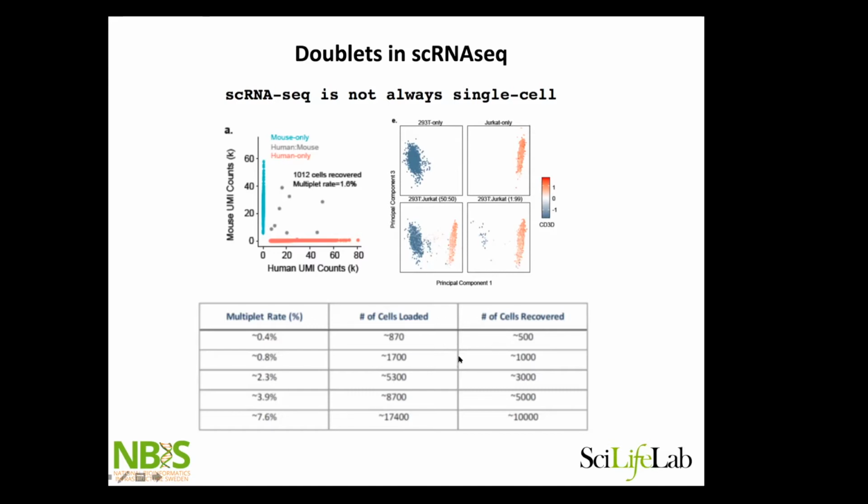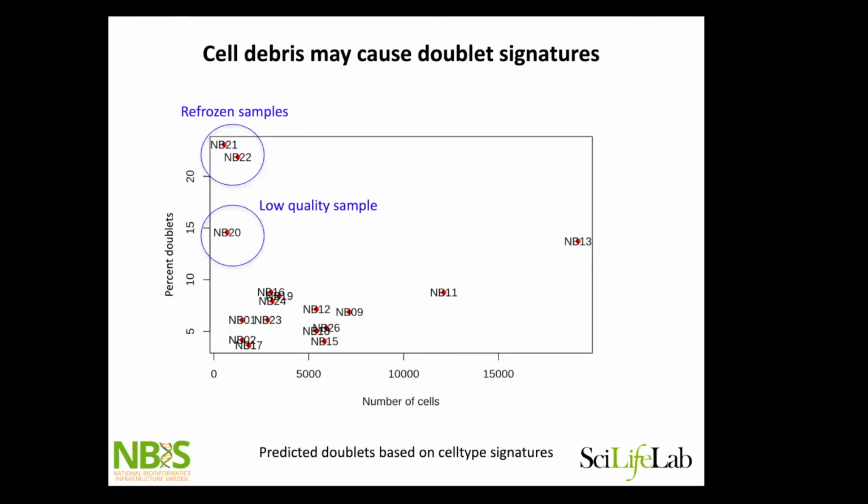There are some estimates on the 10x website, some tables on the estimated rates of doublets depending on how many cells you loaded and recovered, where you can know in advance that, okay, I know that 5% of my cells are probably doublets, and keep that in mind all the time when you do analysis. The problem is knowing where my doublets are.